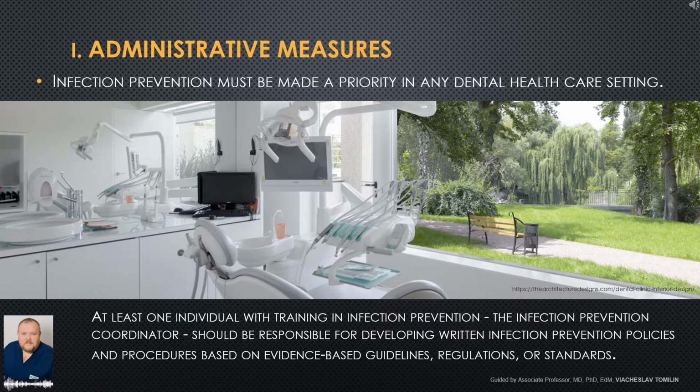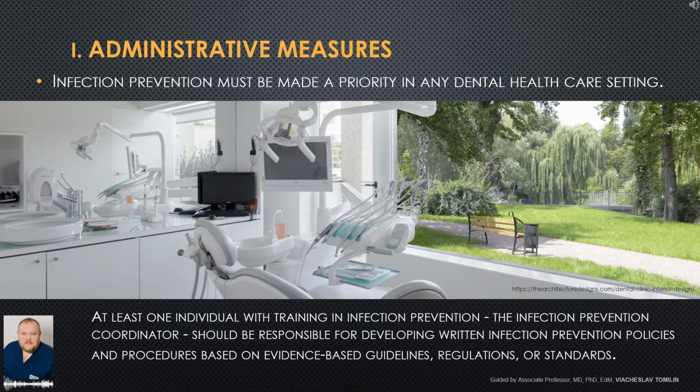Introduction. Administrative measures. Infection prevention must be made a priority in any dental health care setting. At least one individual with training in infection prevention, the Infection Prevention Coordinator, should be responsible for developing written infection prevention policies and procedures based on evidence-based guidelines, regulations, or standards. Policies and procedures should be tailored to the dental setting and reassessed on a regular basis, for example, annually, or according to state or federal requirements.